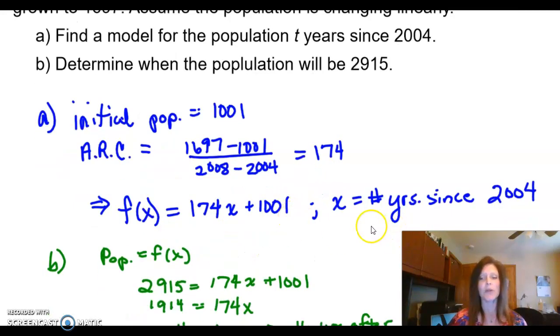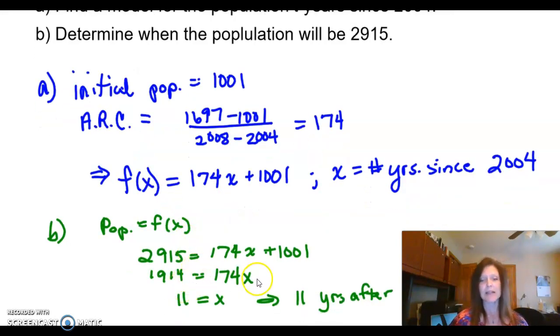Now I do want to note that x is, in this case, not the actual year, but the number of years since 2004. Okay, so it's the amount of years that elapsed since we started our model. So if we want to determine when the population would be 2,915, this is my model. They didn't give me the x, I'm finding the x, so they've given me the population, or the f of x. So I plug that in, and then I solve a linear equation and determine that x is 11.